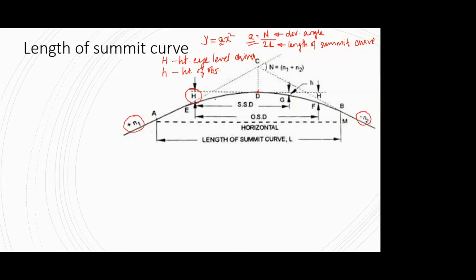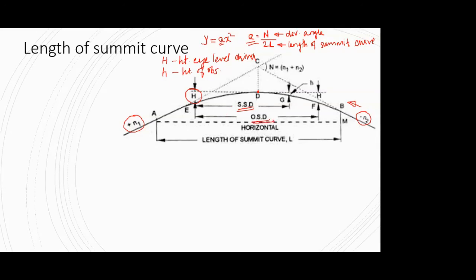So if it's an obstruction, obviously in case of an obstruction, what we do is we stop our vehicle. So in that case, SSD will come into the picture, stopping sight distance. And suppose you don't have an obstruction, but you have an oncoming vehicle, a vehicle coming from the opposite direction, or a vehicle which is traveling this curve in the opposite direction. So in that case, stopping sight distance will not come into the picture, but overtaking sight distance will come into the picture.